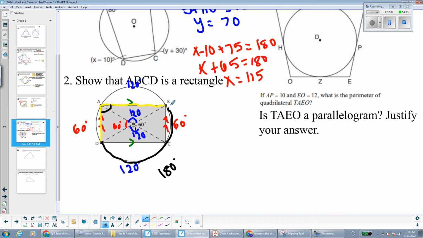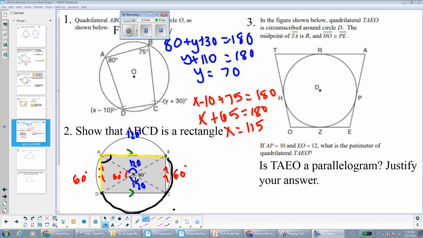Arc DCB is a semicircle. Angles inscribed in semicircles are right angles because half of 180 is 90 degrees. So we showed that it was a rectangle. A parallelogram that has at least one right angle is a rectangle.